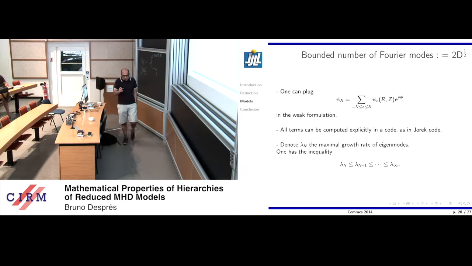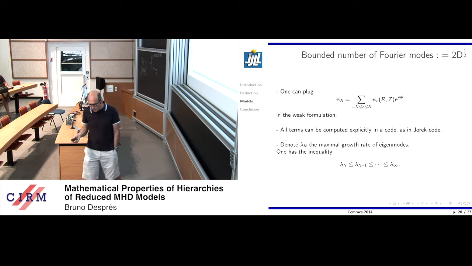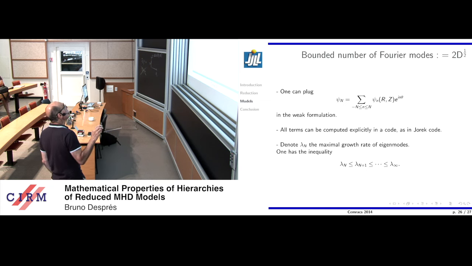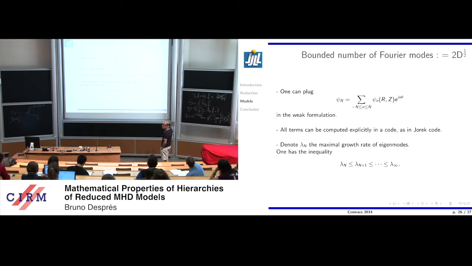In reality, this is not what people do. In reality, they do something like that. Any potential will be expanded along a certain number of Fourier modes. And of course, it is necessary to bound the number of Fourier modes. This is really the way it is implemented. People use many Fourier modes, and then after that they assemble the matrix and so on.